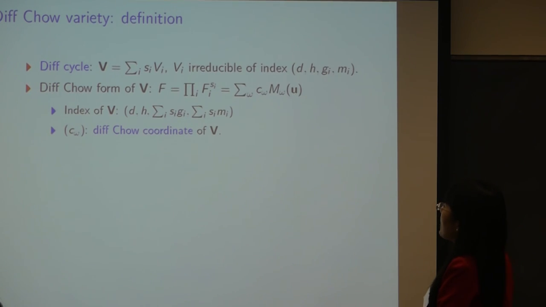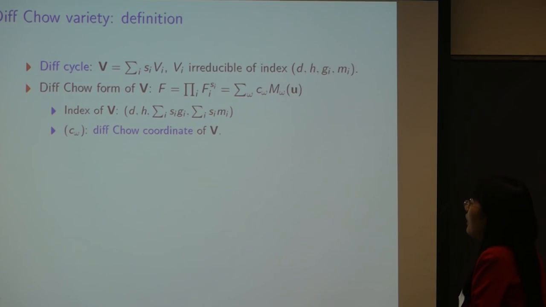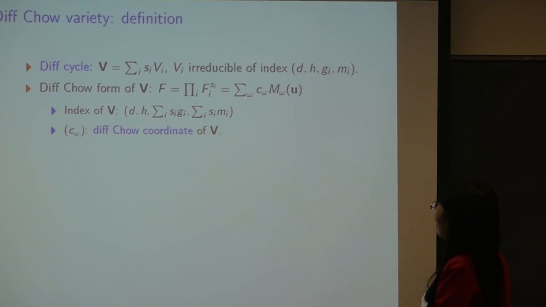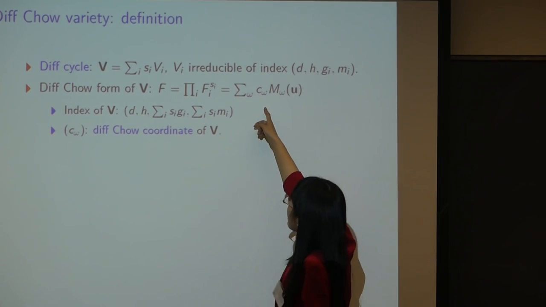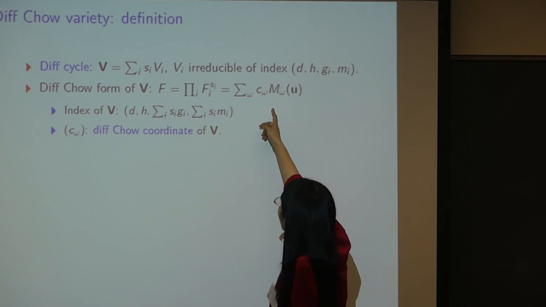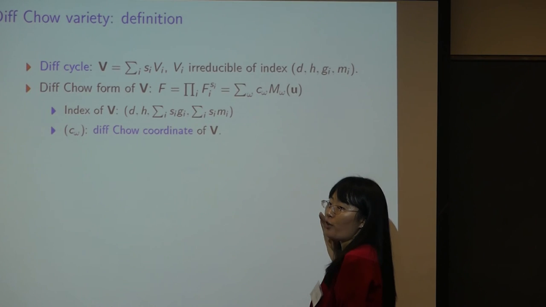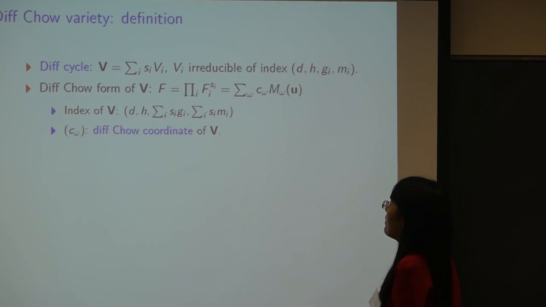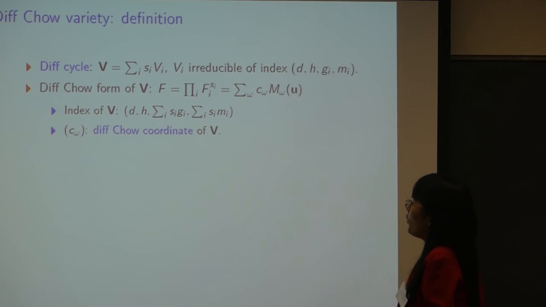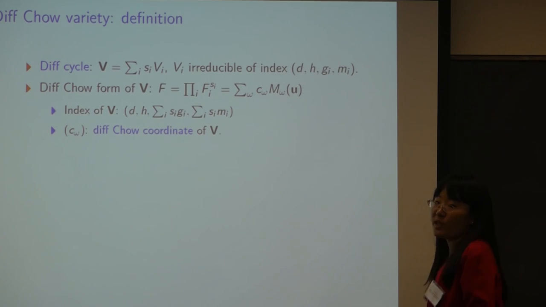So with the differential Chow form, it is natural to define the index for a differential cycle. And like the algebraic case, the differential Chow form can uniquely determine the differential cycle. So we take the coefficients of the differential Chow form of the cycle and regard it as a point in the higher dimensional differentially projective space. And we call it the differential Chow coordinate of this differential cycle. So with the differential Chow form, we give the coordinate representation for differential cycles.